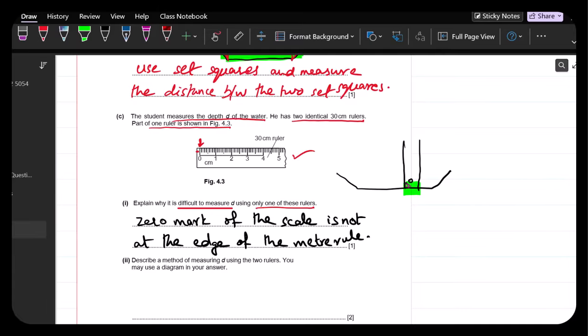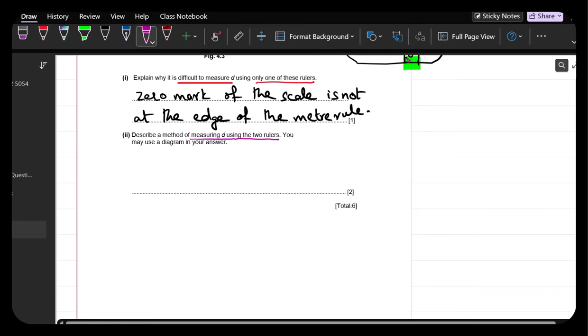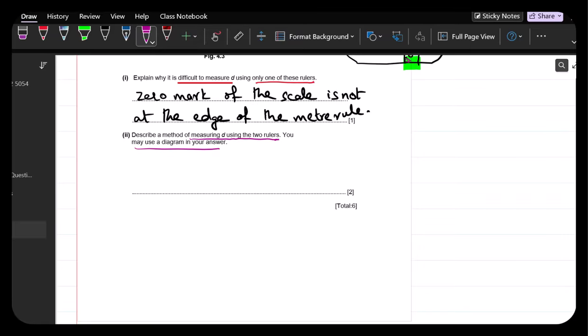Describe a method of measuring D using two rulers. You may use a diagram in your answer. So I have to draw the diagram as well, and you have to give the reason, describe the method, and how you will be using the two rulers.